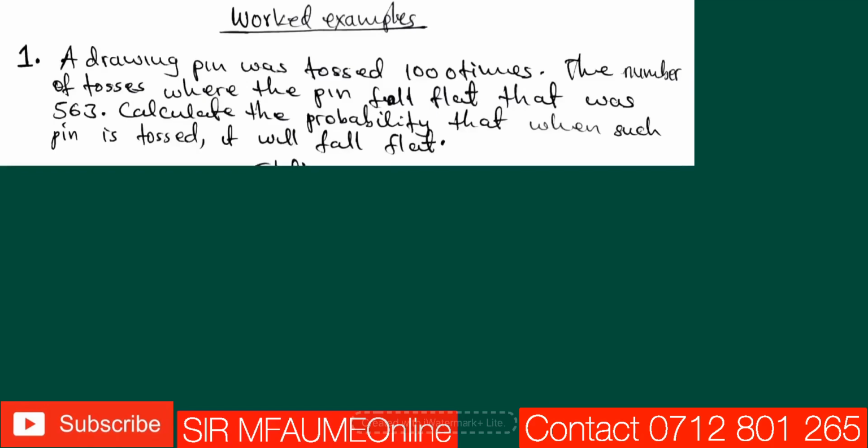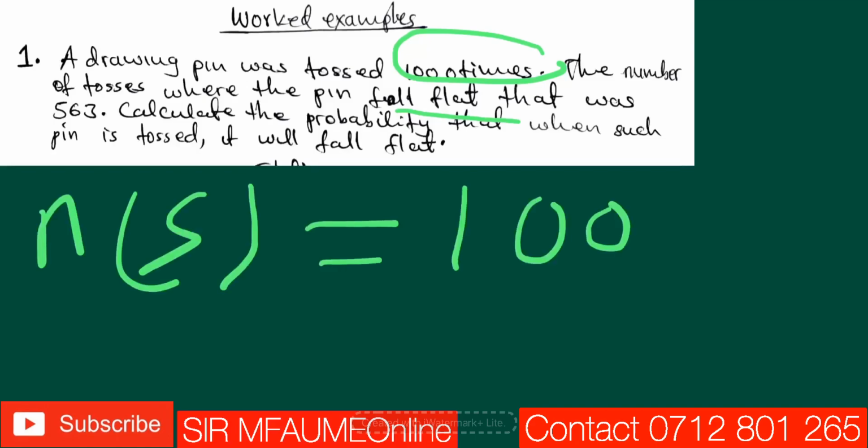Here we have a worked example. Okay, let us check the first question. It says that a drawing pin was tossed 1,000 times. You need to find the number of tosses where the pin fell flat, that was this one. You need to calculate the probability that when such a pin is tossed, it will fall flat. Okay, the number of trials here will be the number of sample space. So he tries 1,000 times. That means this will be the number of sample. Now I can say the number of sample space equals 1,000, like this.